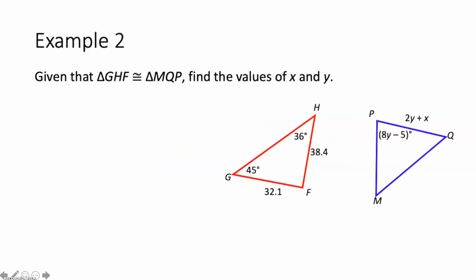Now, example 2 says, given that triangle GHF is congruent to triangle MQP, find the values of X and Y. So down here, we have triangle GHF congruent to triangle MQP. Let's look at what we're given. We're given two angles in this triangle and one angle in this triangle. We're given two of the sides in this triangle and one of the sides over here. Now we need to find both X and Y.